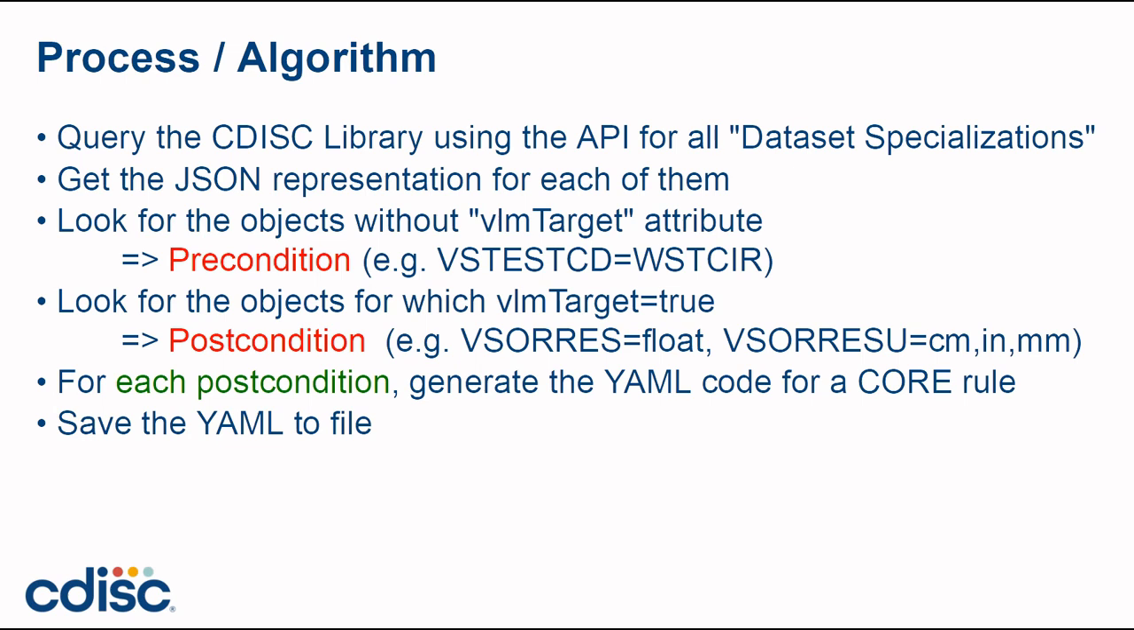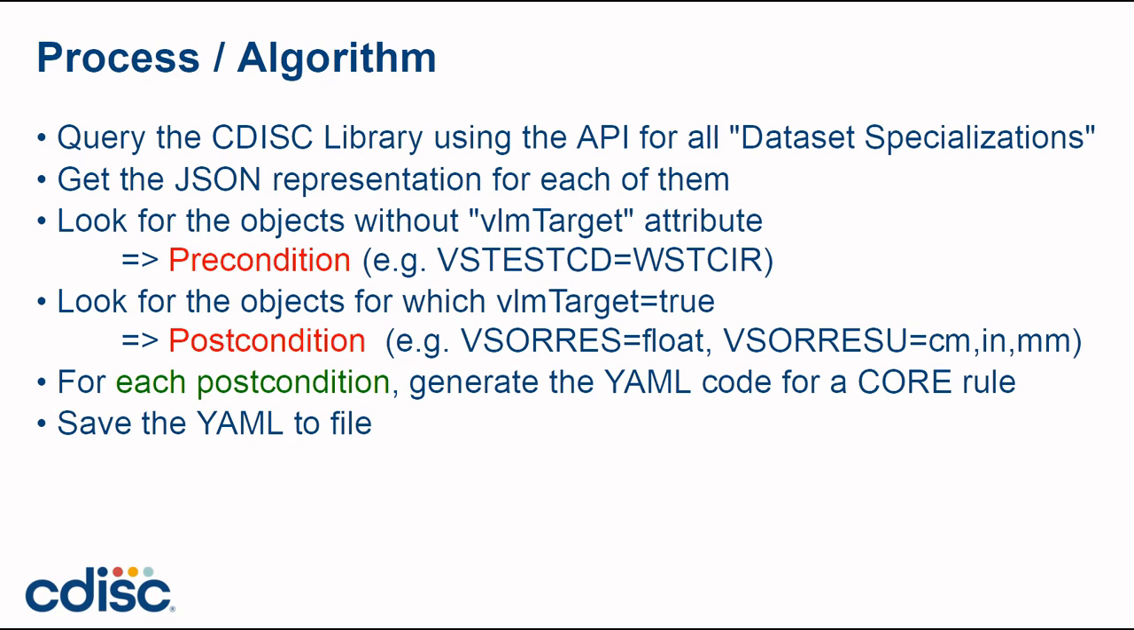For example, that VSTESTCD equals WSTCIR, waist circumference. We then also look for the objects that are VLM targets. These become the postconditions. For example, that VSORRES represents a number, or that VSORRESU is expected to be one of centimeter, inches, or millimeter. So, if we have, for example, 5 VLM targets, this will lead to 5 postconditions and thus 5 rules. No panic, I will show in a moment.